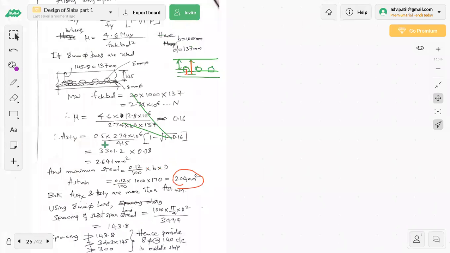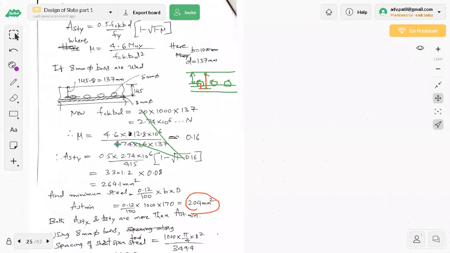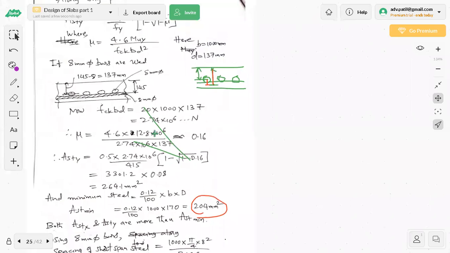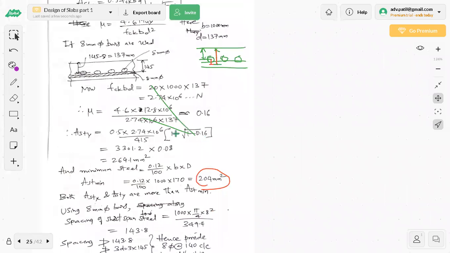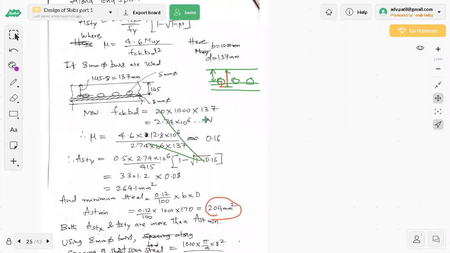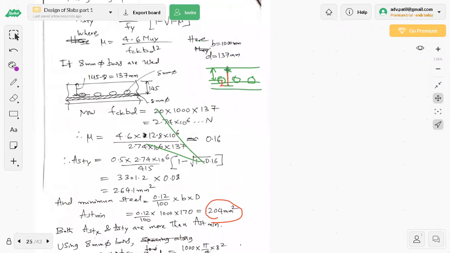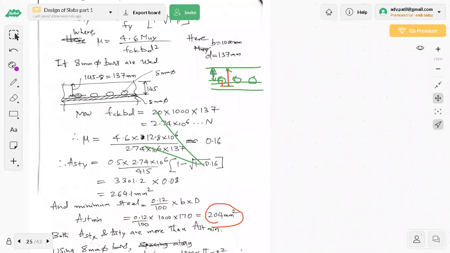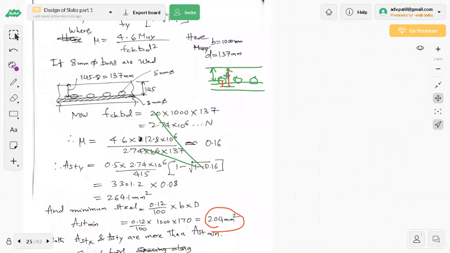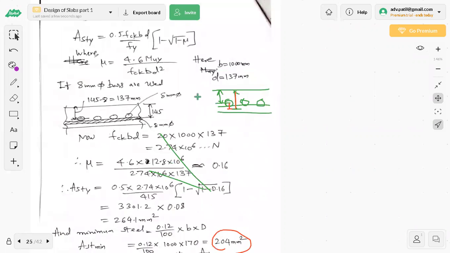When you calculate ASTY, be careful about the D value here. D will be less. It will not be 145, it is 137. Whenever you calculate ASTY, D will not be 145. You have to subtract one diameter of the main bars. That is what I have done here. So D is 137 when you calculate ASTY.